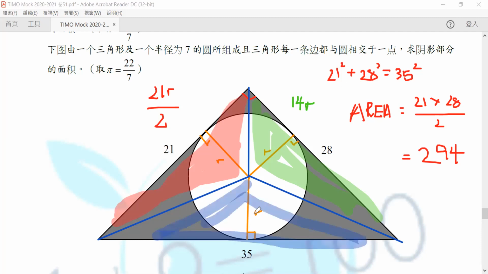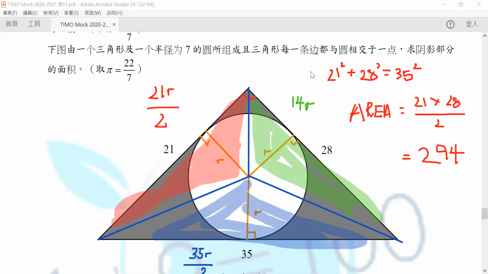What's the area of this triangle? It has a length of 35 and of height r, again r. So we get 35 times r divided by 2. So these 3 triangles added up together must be equal to our 294, right? So let us add all this together.